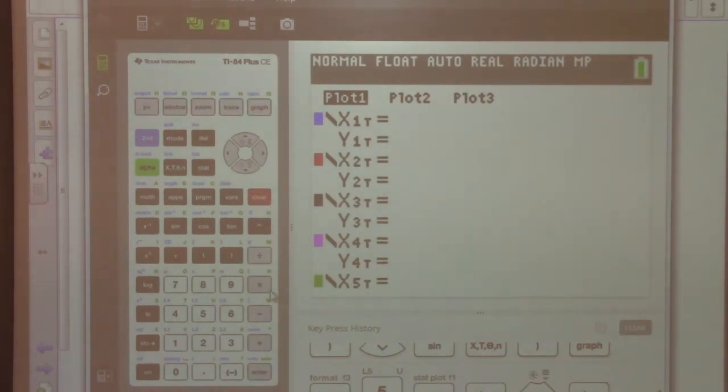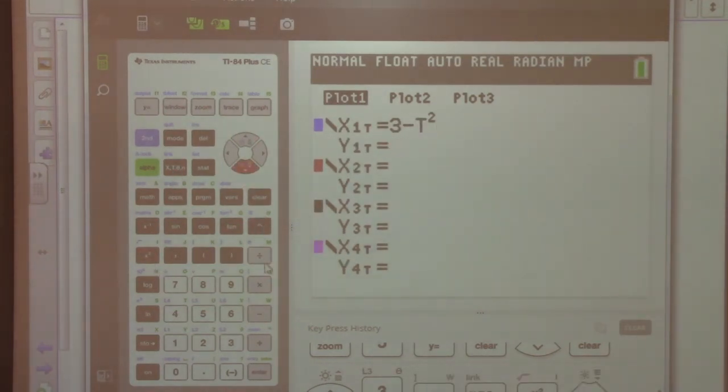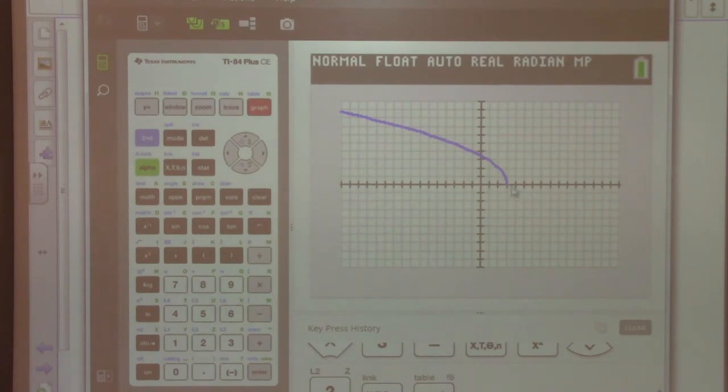So for this one, what I have is 3 minus t squared, so 3 minus t squared, right? And the next one is going to be 2t. Is that right? So we put in 2t, and when we graph, this is what the graph looks like.